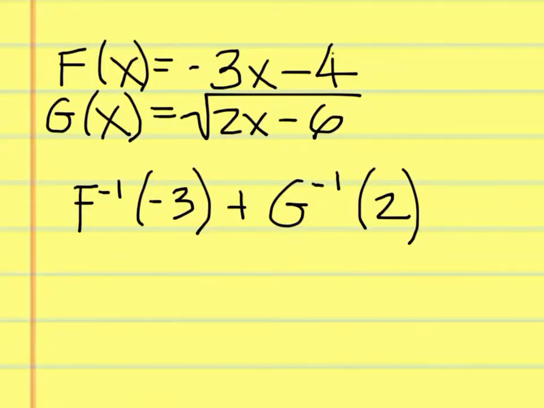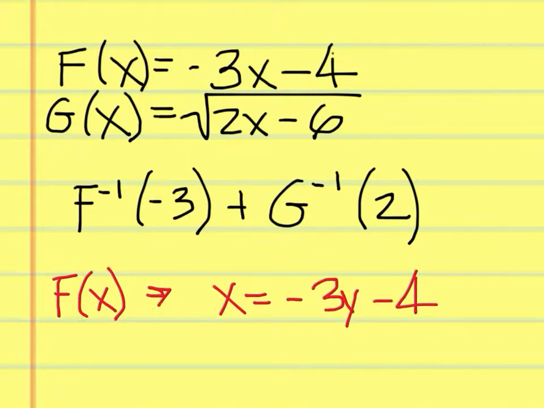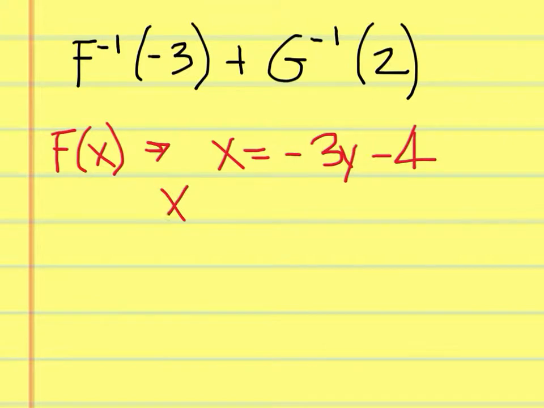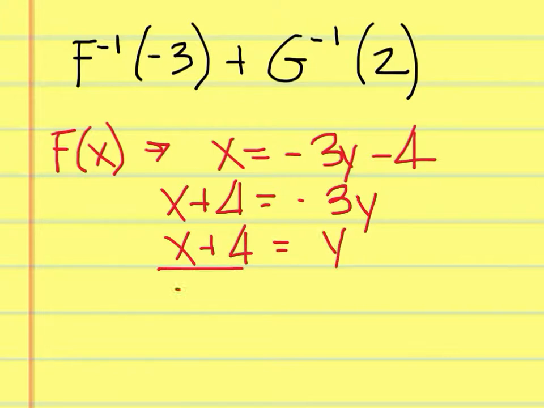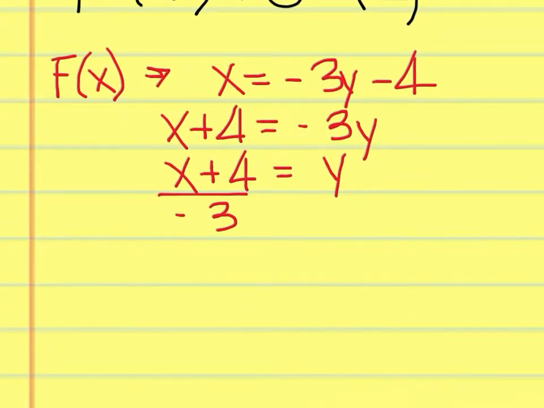First, you have to find the inverse of f of x. So in this case, for f of x, we're going to set it up as x equals a negative 3y minus 4. And then move the minus 4 to the left. And now we have to divide each side by negative 3. Don't leave that negative sign in the bottom. On the top, make it negative x minus 4, and on the bottom, 3. And then set that equal to y.